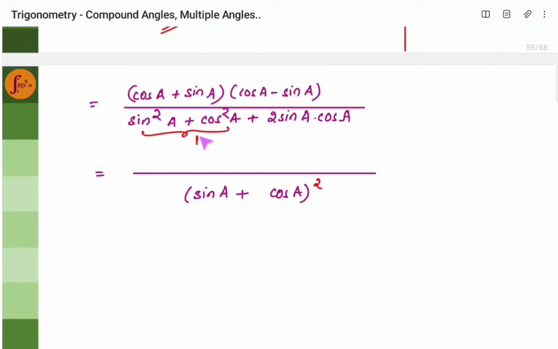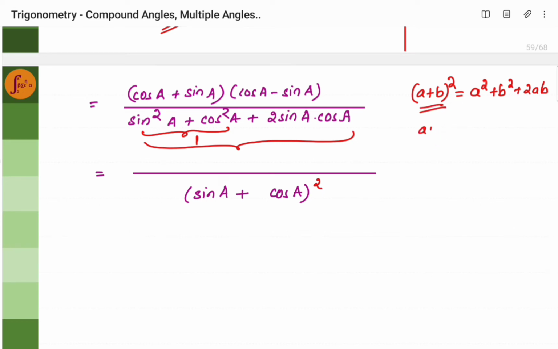Now, if you notice this entire denominator, this is of the form a plus b the whole square. What is a plus b the whole square? A square plus b square plus 2ab. This is the algebraic formula. Basically, if you multiply a plus b into a plus b 2 times, you will get this expression. When you multiply this with this, this with this, this with this, and this with this, you will get a square plus b square plus 2ab.